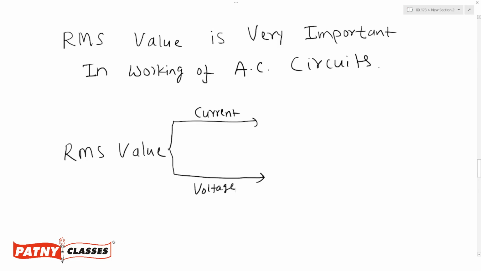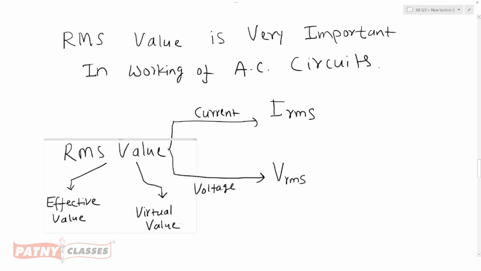RMS value is very important in working of AC circuits. We can classify RMS value in two parts, that is RMS value for current and RMS value for voltage. RMS value for current can be denoted by IRMS and RMS value for voltage can be denoted as VRMS. RMS value is also called the effective value or virtual value, but popularly it is known as RMS value.